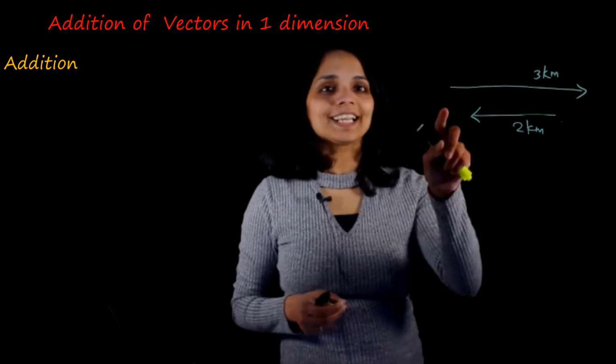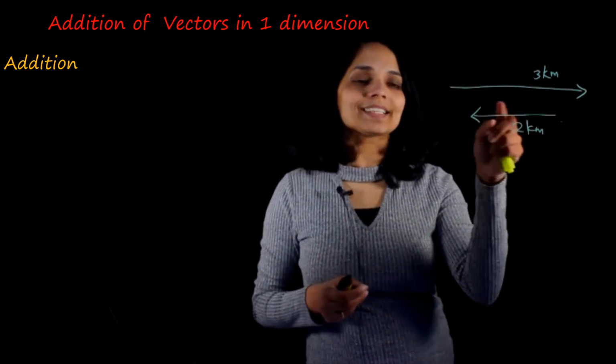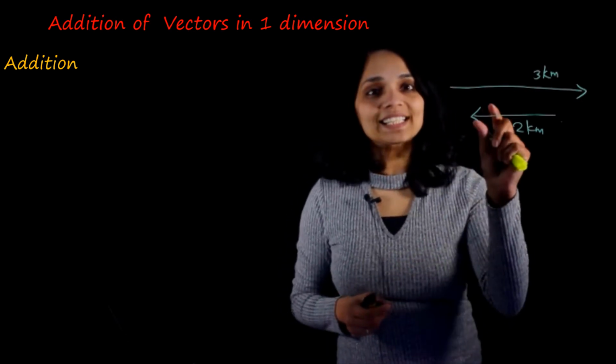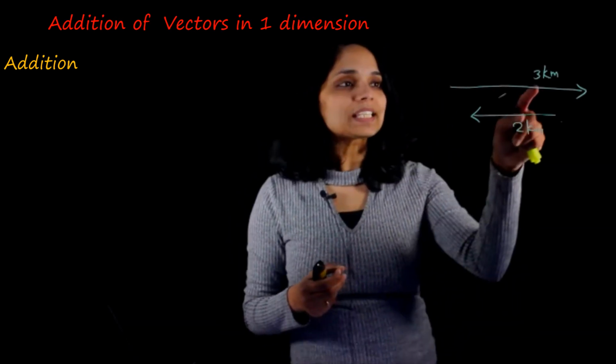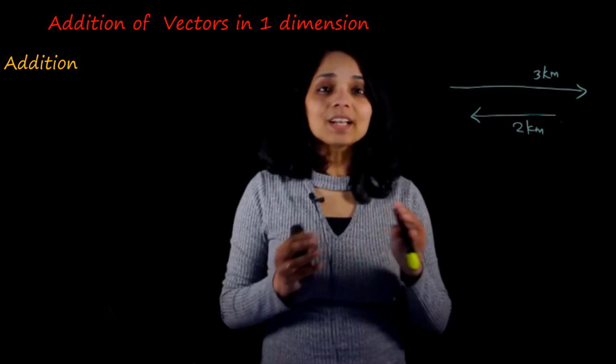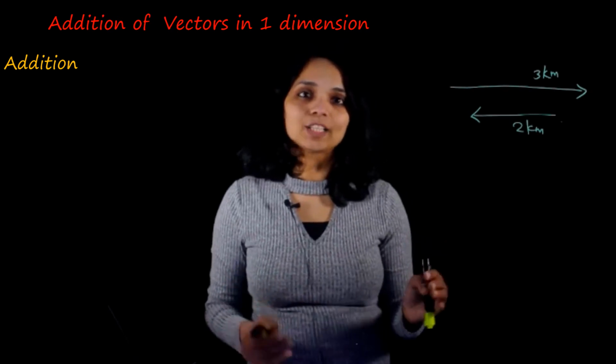Imagine that you're walking 3 kilometers to the east one day, and the next day you're walking 2 kilometers to the west. What is the resultant displacement? It's basically asking us to add these two vectors. So if they are in one dimension, it's really easy. There are two ways to do it.